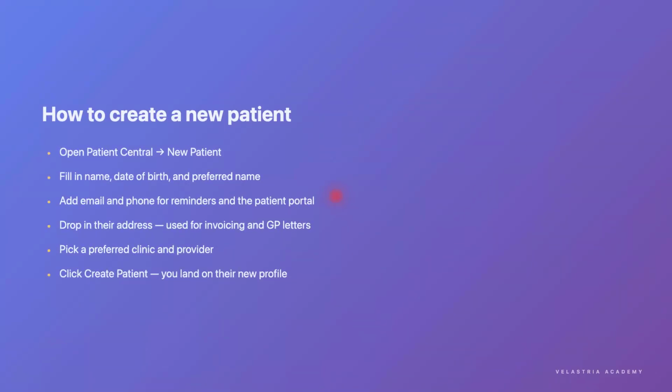That's how you add a new patient. Open the new patient page, fill in name, date of birth, contact details, address, and clinical assignment. Click Create Patient, and you land on their record. When you're in the middle of booking and you just need the basics, name, date of birth, email, phone, there's also a quick add modal you can pop from the booking dialog. Either way, the patient ends up in the same place.